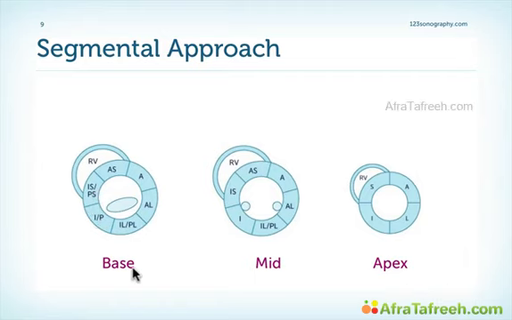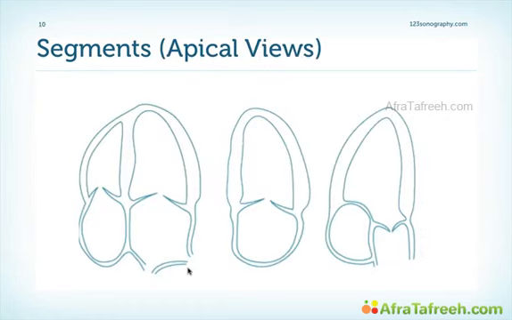The same segmentation is performed also at the mid-level. At the apex, however, we only have four segments. We have the anterior wall, the lateral wall, the inferior wall, and the septum. The lateral region is now a combination of the posterolateral and the lateral region, and the septum is a combination of the anterior and the inferior septum. In other words, we only have one septal segment opposed to two. So how does this now translate to the apical views?